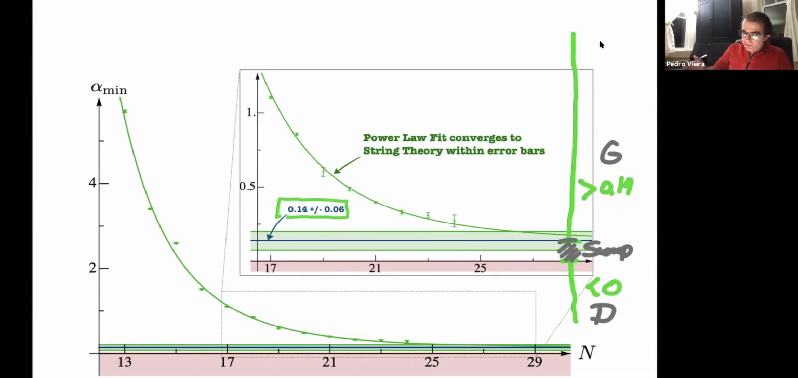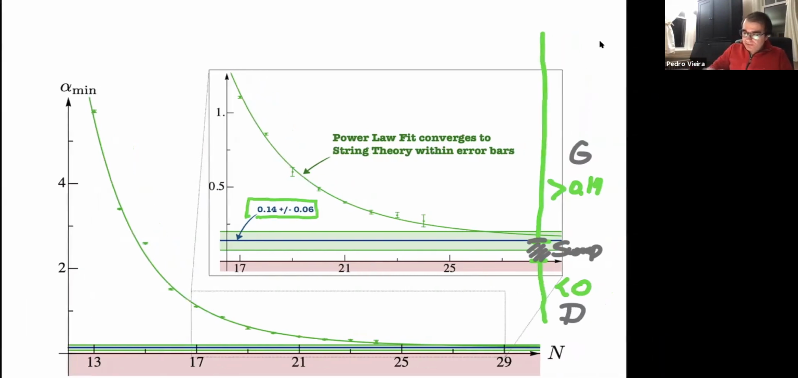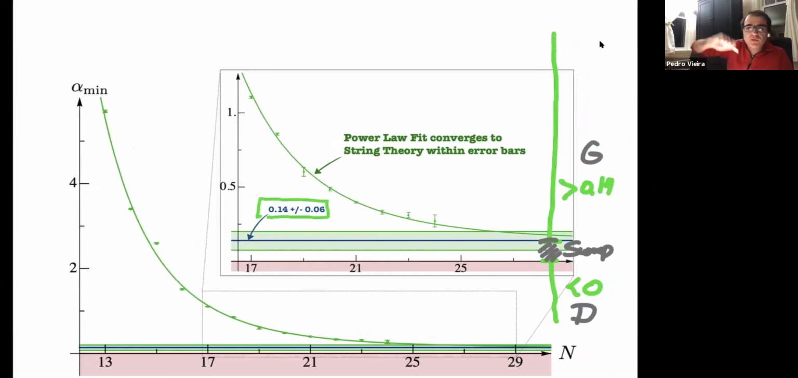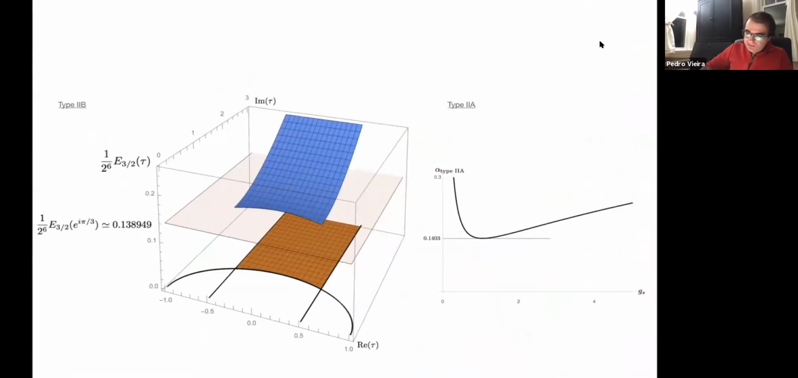And the claim is that string theory, of course, has a parameter, which is the string coupling. So depending on the string coupling, string theory predicts a continuous value of alpha. And the claim is that this is what you get in string theory. So in type 2b, this constant, which several people like Michael Green and others studied, is given by something called an Eisenstein series. So that's alpha in type 2b.